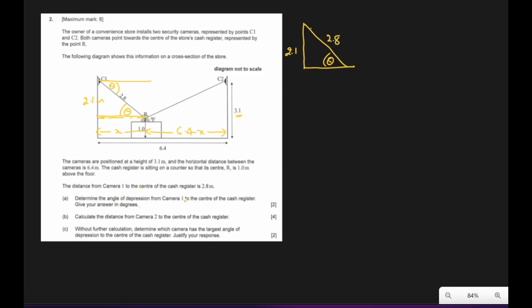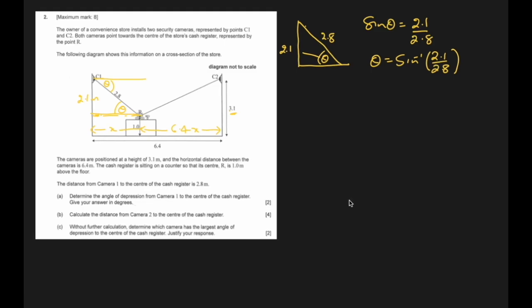What is the question? They're asking us to find theta. So in this triangle, sine theta will be opposite 2.1 over hypotenuse 2.8. So theta will be sine inverse of 2.1 over 2.8, and they want the answer in degrees. So set your calculator to degrees and find it. I will use my calculator.